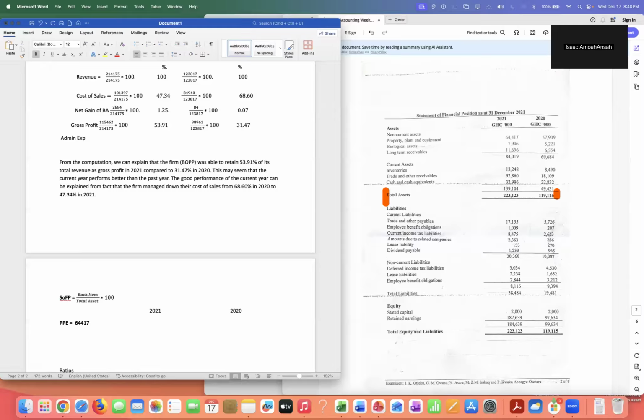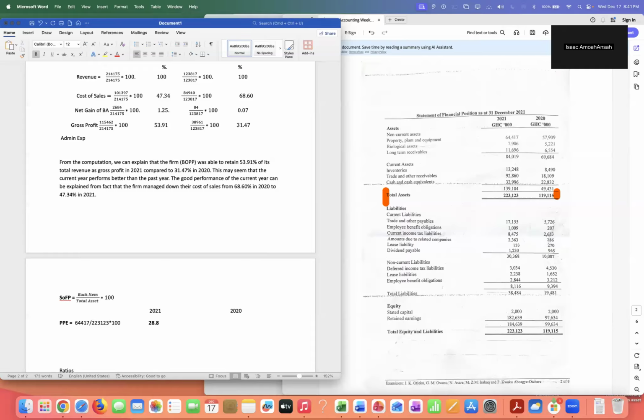64,417, right? Divided by, what's the total asset for 2021? 223,123. Times 100. 28.87. So I'm hearing a lot of figures. 28.87.